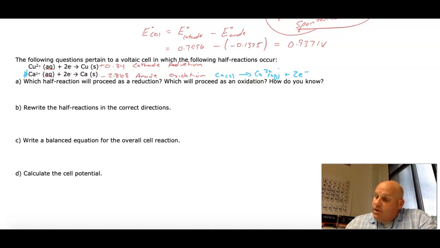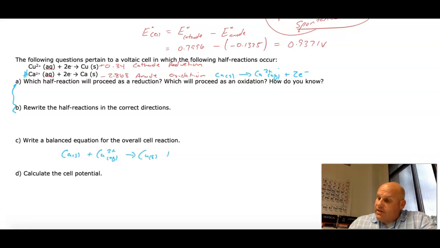Okay, so I think I've pretty much answered a lot of these first two questions here in A and B. So my balanced overall reaction is going to be Ca solid plus Cu2+ aqueous yields my Cu solid plus Ca2+ aqueous.